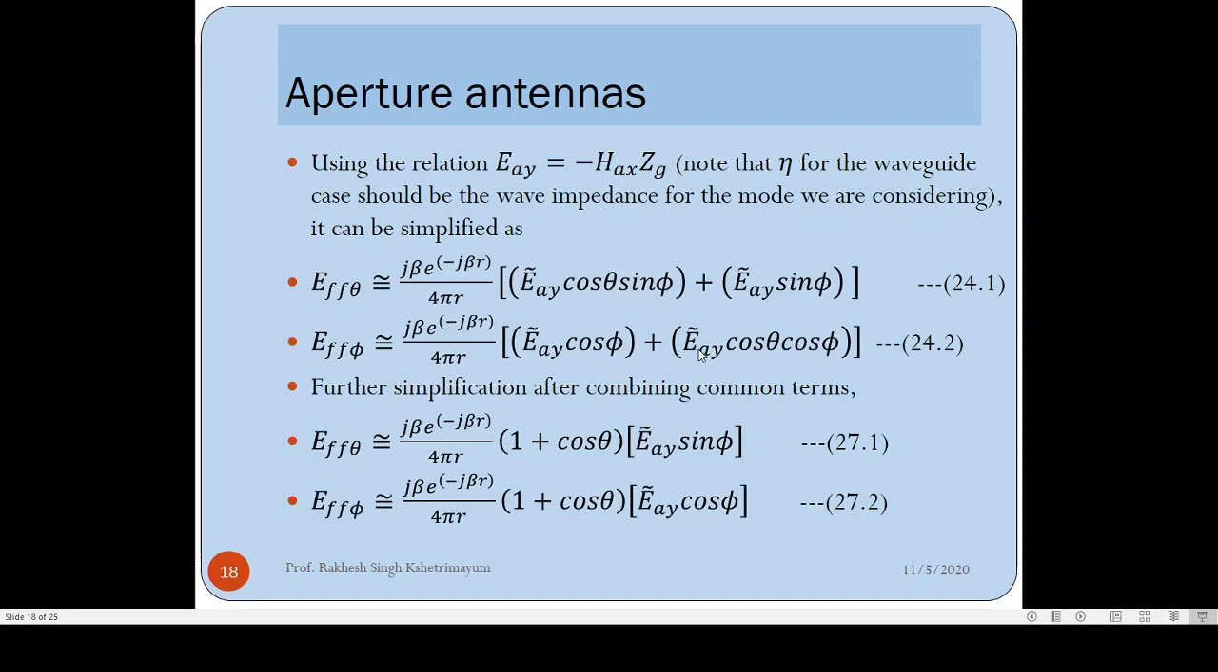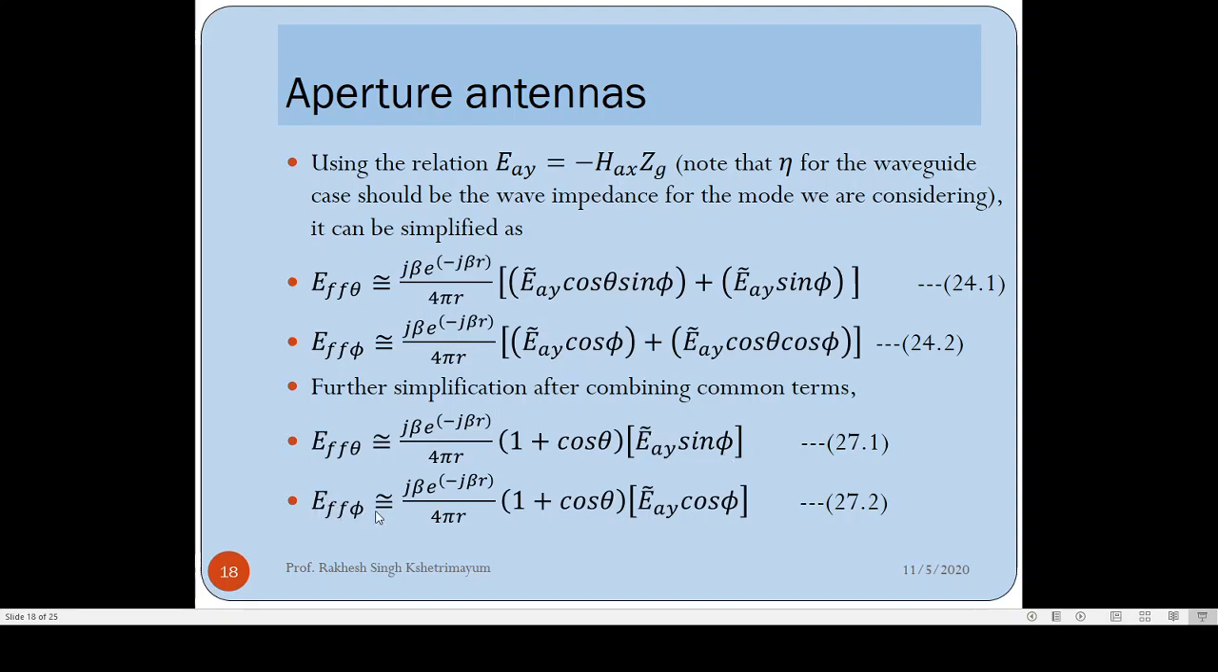So all the terms are very similar. You have a contribution from EAY here, KAY here, EAY here, EAY here. So I can take out common from here 1 plus cosine of theta, and from here also I can take out common 1 plus cosine of theta. So the final expression you have for the electric field in the far field, theta and phi component, would be j beta exponential minus j beta r by 4 pi r, 1 plus cos theta EAY sine phi.